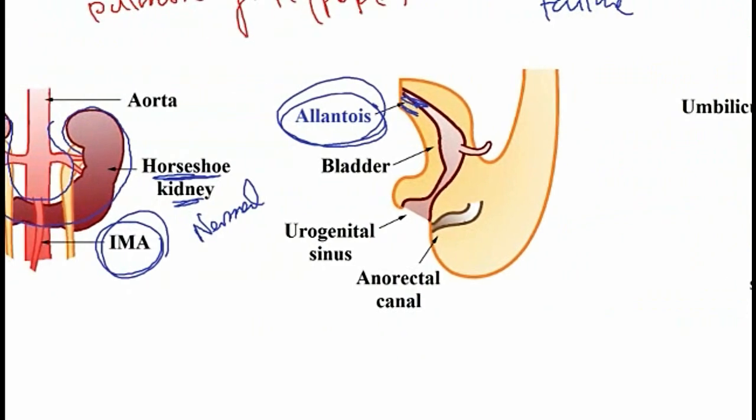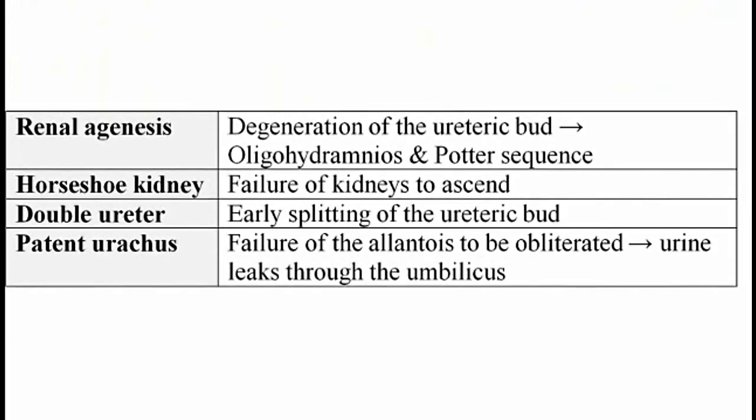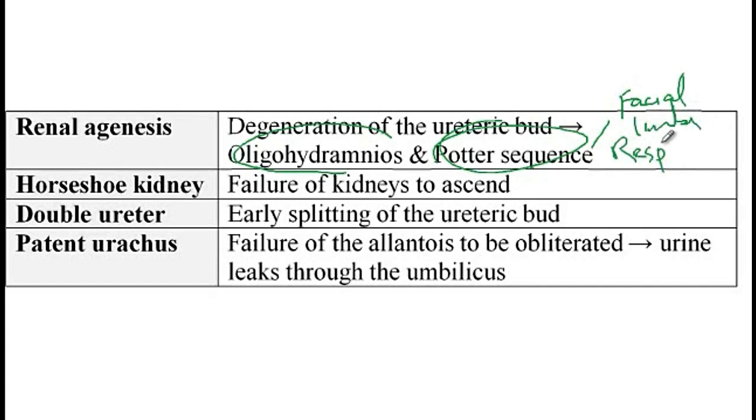So let's summarize these findings again. So renal agenesis is caused by degeneration of the ureteric bud, as a consequence of which these patients will develop oligohydramnios and Potter sequence. And Potter sequence presents with facial and limb anomalies, and these patients die due to respiratory failure from pulmonary hypoplasia. Horseshoe kidneys is due to the failure of kidneys to ascend during embryonic development, commonly seen with Turner syndrome, in which the kidneys get stuck under the inferior mesenteric artery.